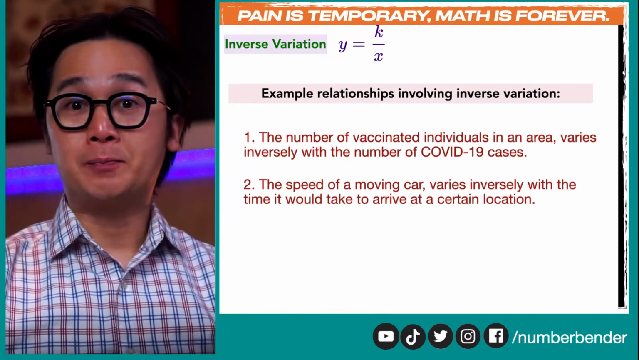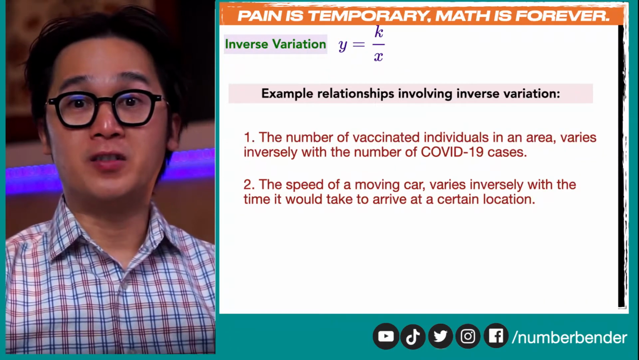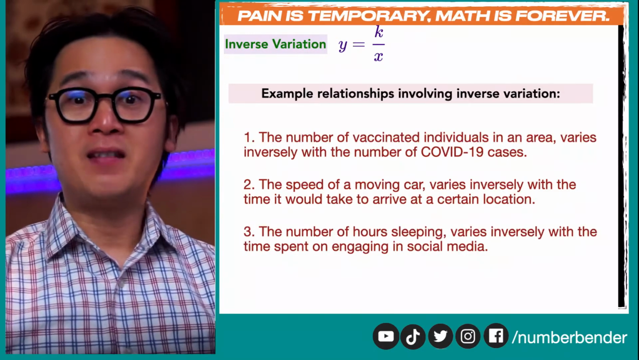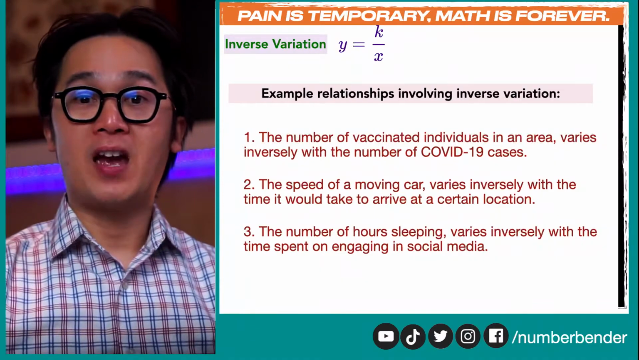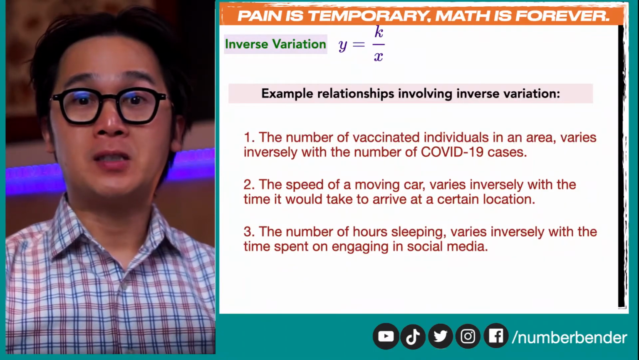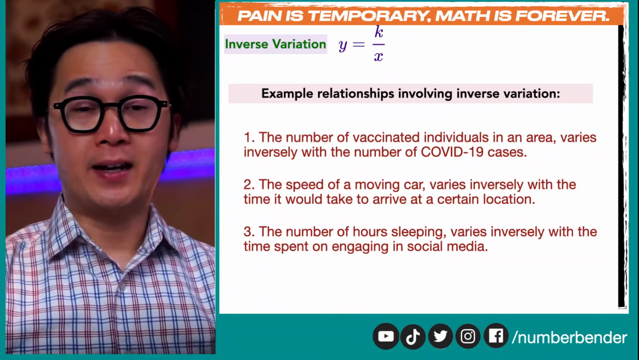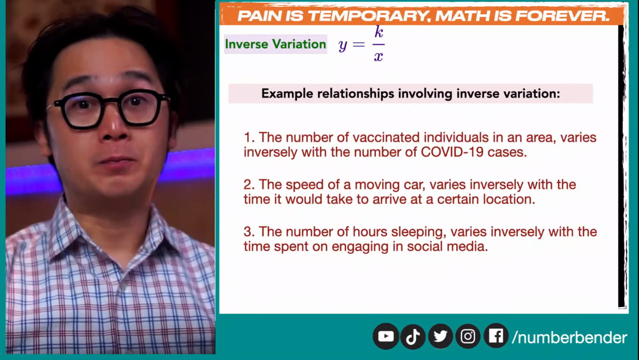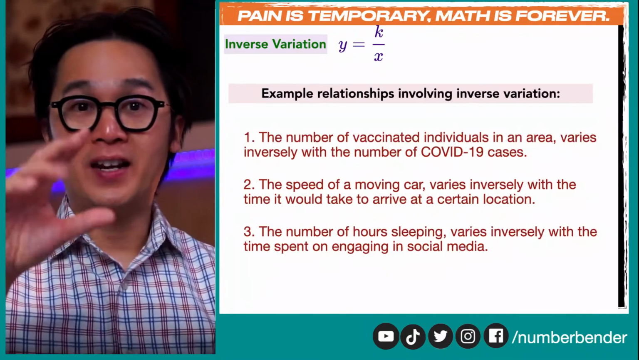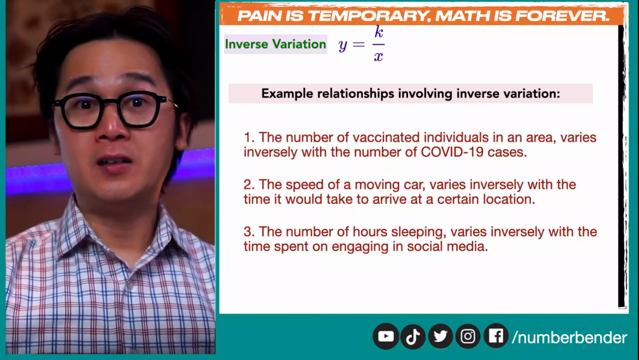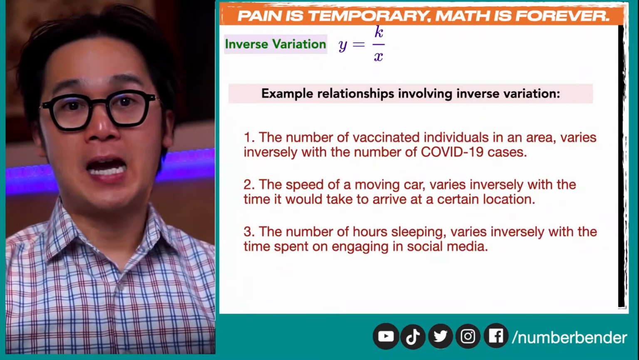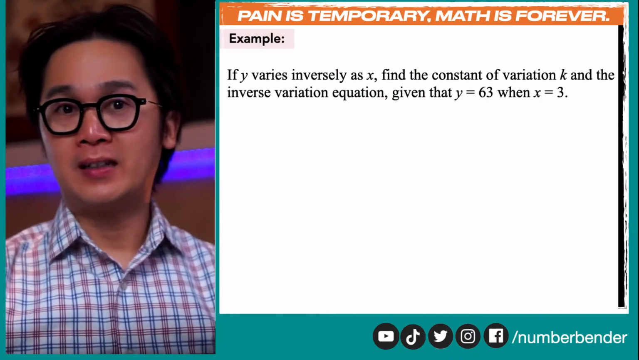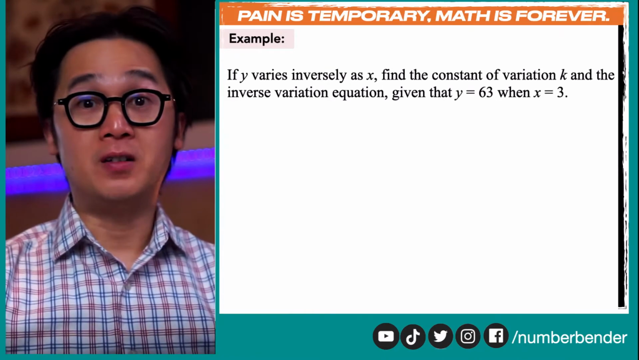We also have the speed of a moving car varies inversely with the time it would take to arrive at a certain location. And the number of hours sleeping varies inversely with the time spent engaging in social media, which means if our input is decreasing, our output is increasing. So there is a change in the direction between y and x in this type of relationship. Let's answer the first word problem that involves this type of relationship.